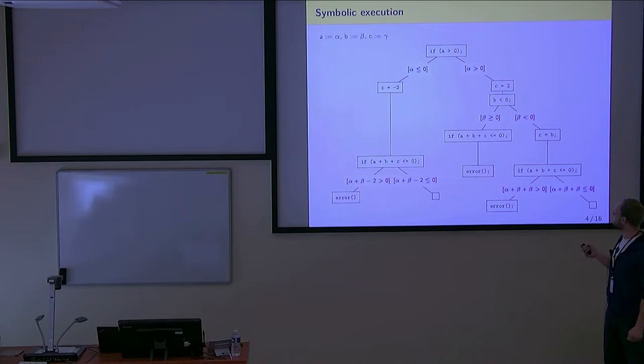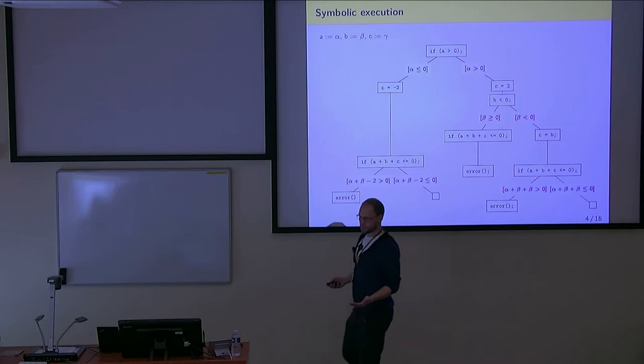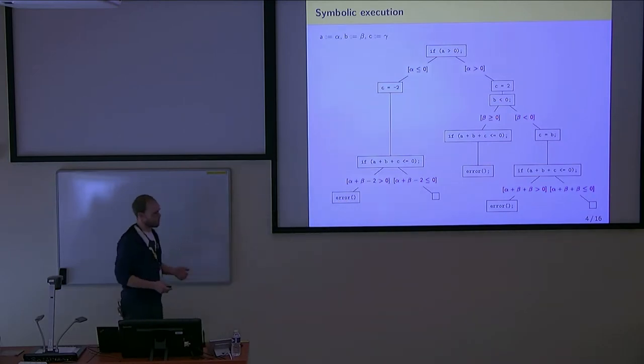For example, here it collects the constraints that it finds on the branchings. So here we try to execute this statement, where A is alpha, B is beta, and C is 2, because it was assigned here. It tries to check whether alpha plus beta plus 2 is less than or equal to 0, given that alpha is greater than 0 and beta is greater than or equal to 0. It finds out that there is only one way it can go, because one of the branches is infeasible in this case. This way we can try to explore every path in the program, and if there are finitely many of them and we have enough resources and time, we actually succeed.